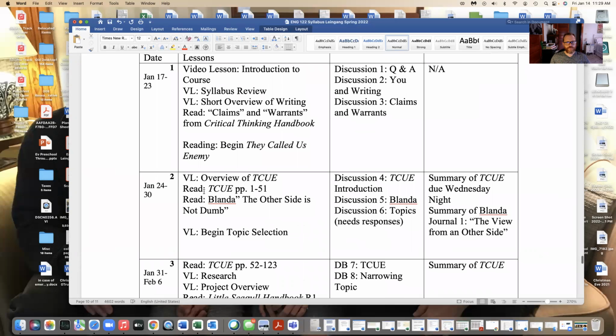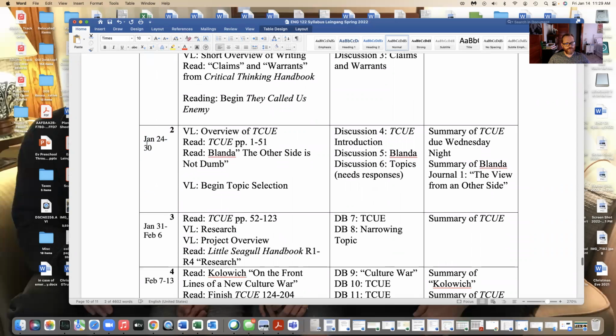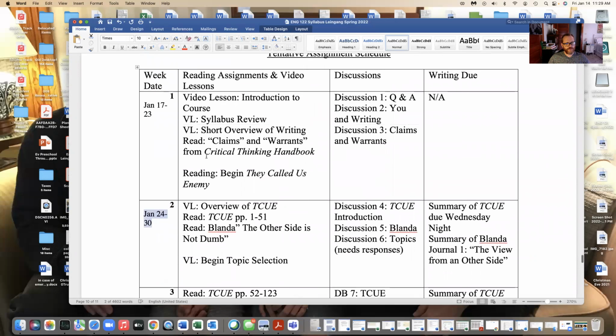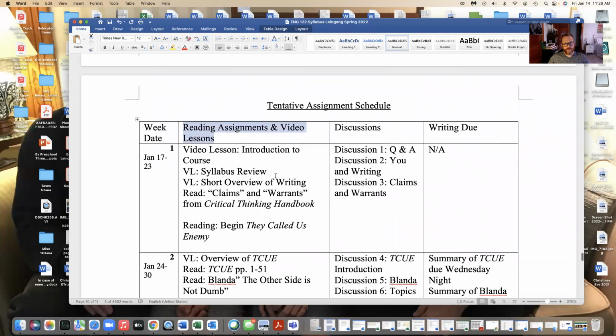And then our schedule. The schedule is broken down, and some people have had problems reading this. It makes sense to me, but only because I created it, right? So this column is the day and the week. Week one goes from January 17th to the 23rd. Week two, these weeks. And then what assignments you need to have done.